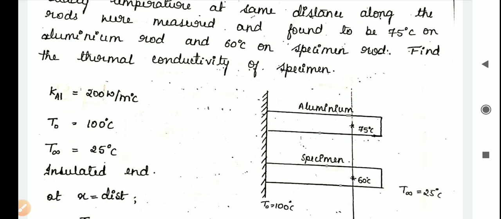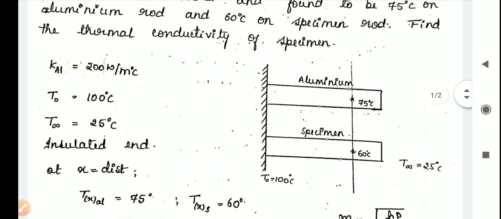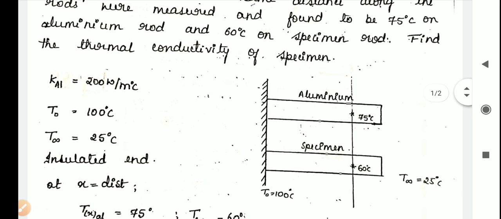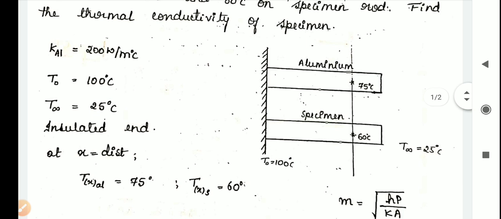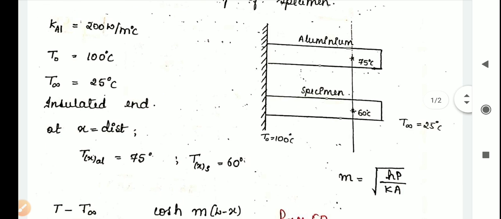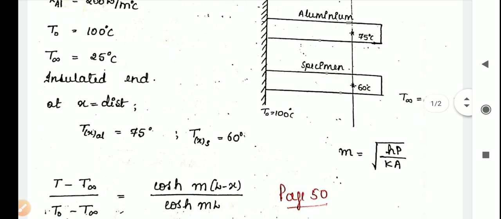So here thermal conductivity of aluminum is 200 given, that is 200 watt per meter degree Celsius. T naught is given for aluminum, that is 100. T infinity is for aluminum, that is 25. Here this case is an insulated end, right? So in question only given it's an insulated end. So at x equals to L, temperature at x for aluminum is given, that is 75, and temperature x for a specimen rod, that is 60 degree, right?